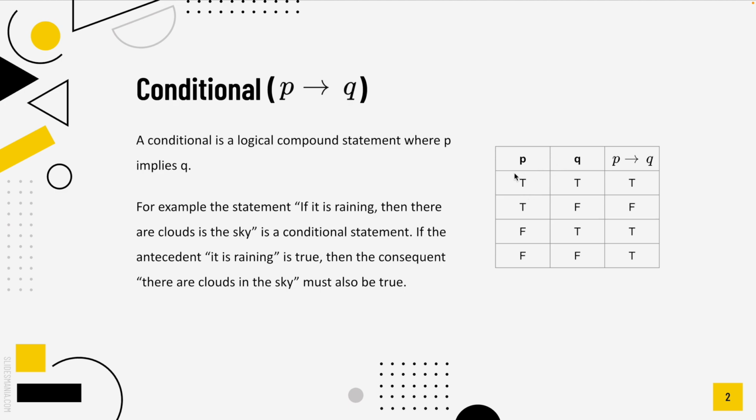So if it is raining, then there is clouds in the sky. Yes, that's true. If it is raining, there's not clouds in the sky. That can't happen. But if it's not raining, then there can or can't be clouds in the sky. So basically, the only one here that is false is if P is true and Q is false. Okay? So TT is true, TF is false, but if P is false, then Q can be true or false.